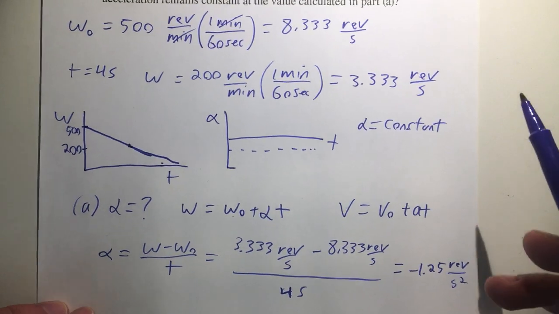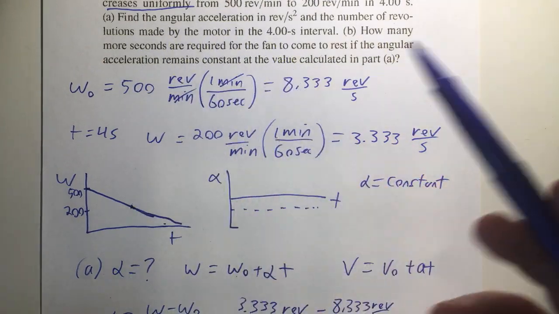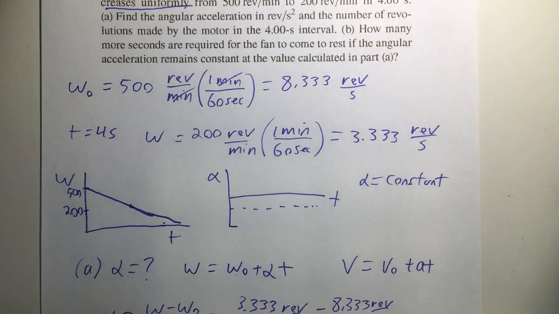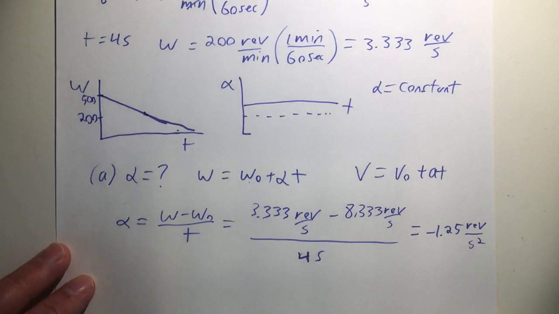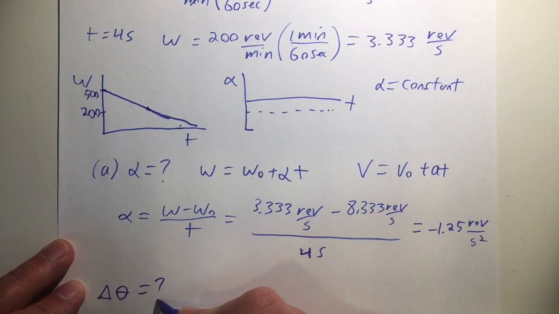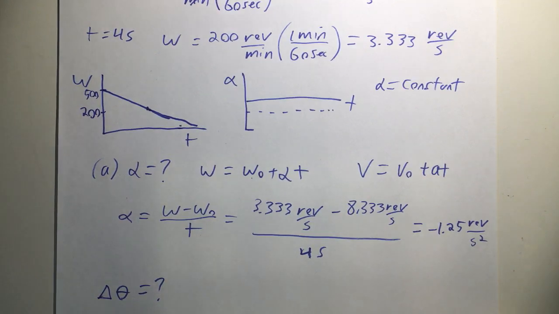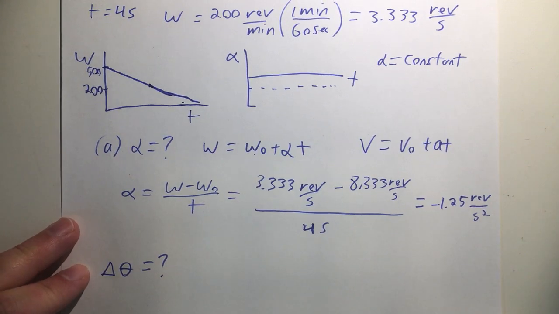The second part of part A is it wants to know the number of revolutions made by the motor. So as this thing turns, as it slows down, it is going to turn through a certain amount of distance, a certain amount of angle. Right? So what this is really asking is to find the angular displacement. How much angle is this thing turning through? Remember, theta is our unit now. We're not using x, we're using theta. So this is just how far is this fan traveling in angle as it slows down. Okay, so we want to know the change in the angle.